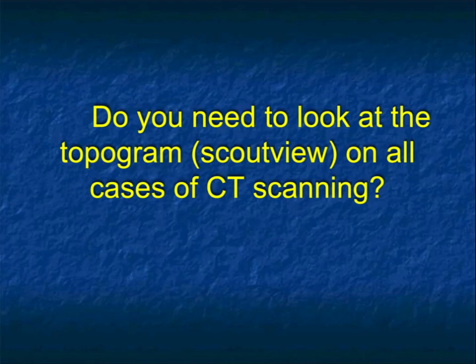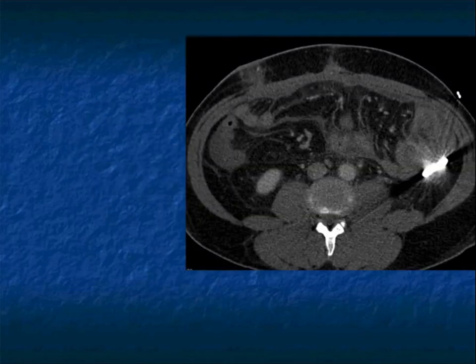Okay, other practical things. Do you look at the topogram or scout view on all cases of CT scanning? Now, in the old days of CT, you always looked at the topogram because when we had film, remember what film was, 14 by 17 or 8 by 10, the first image on a study was the scout view or the topogram. And the last image was the topogram with the lines showing you all the slices. So you always looked at it, even quickly, because it was there. Now the topogram sits separately, and unless you open it specifically, you don't see it.